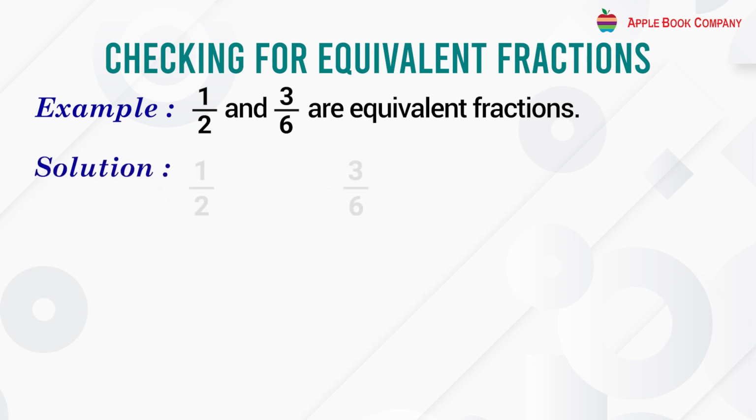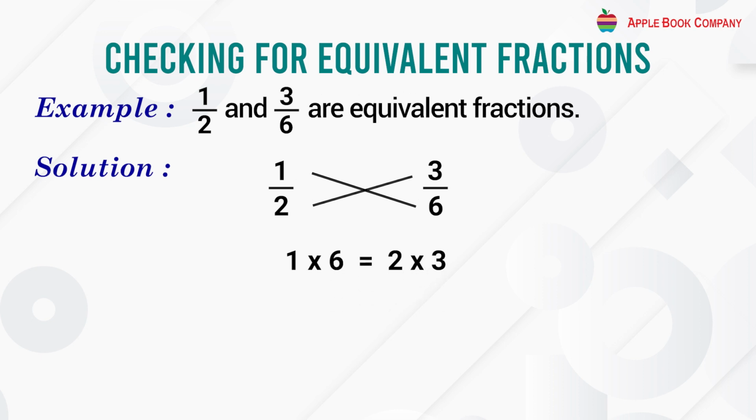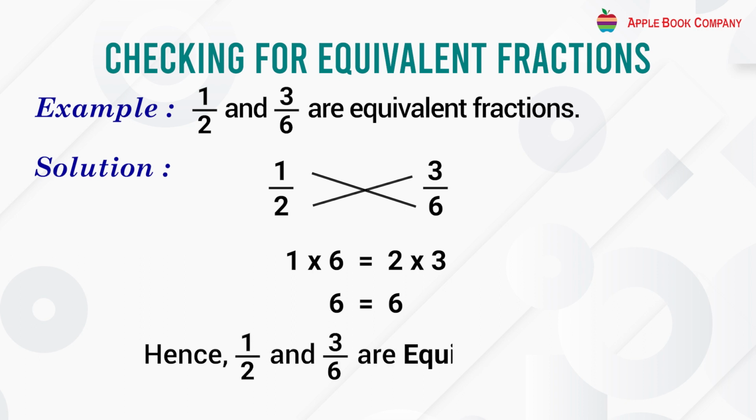Solution. Check the cross product of 1 by 2 and 3 by 6. That is, you multiply 1 by 6 and multiply 2 by 3. 1 into 6 is equal to 6 and 2 multiplied by 3 is equal to 6. Hence, 1 by 2 and 3 by 6 are equivalent fractions.